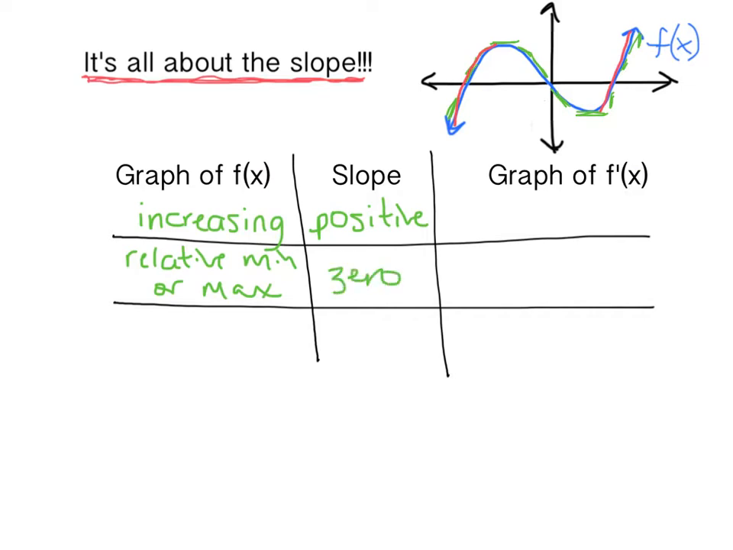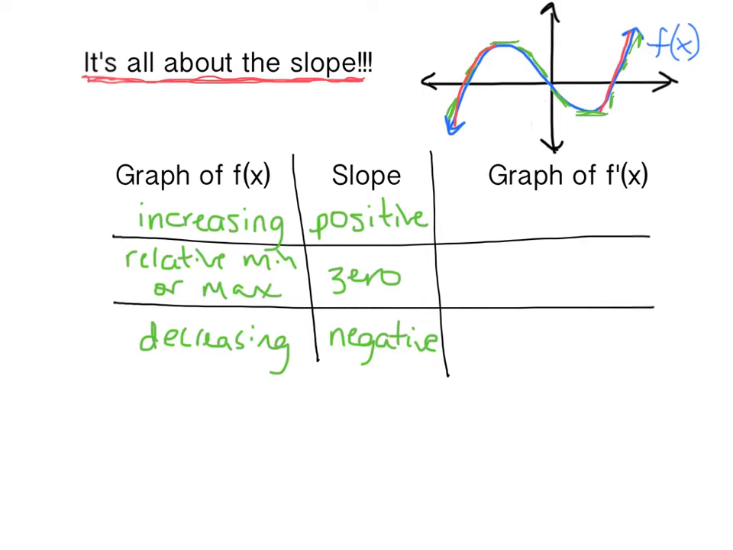And as the graph of the function was decreasing, then we said our slope was negative. That would be like here, this middle part of the graph, when it's going downhill. In between our relative max and our relative min, it goes downhill, and the slopes of those tangents were negative.